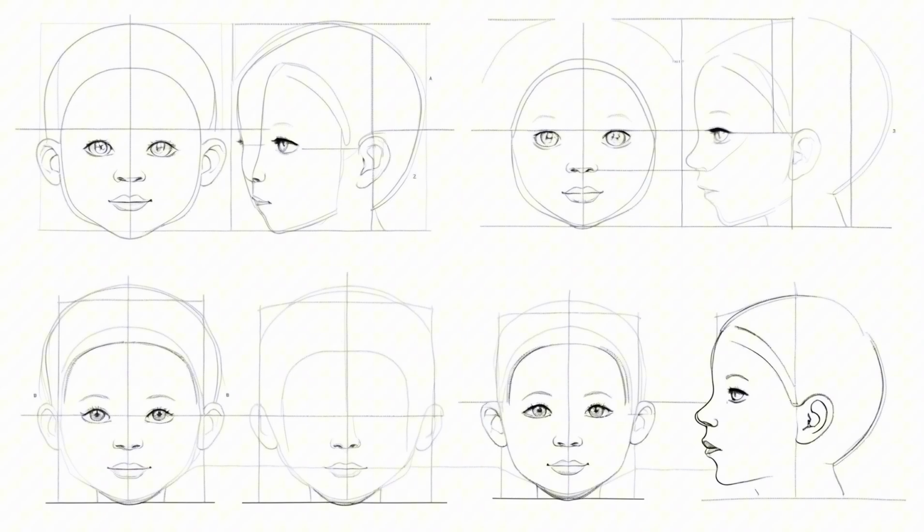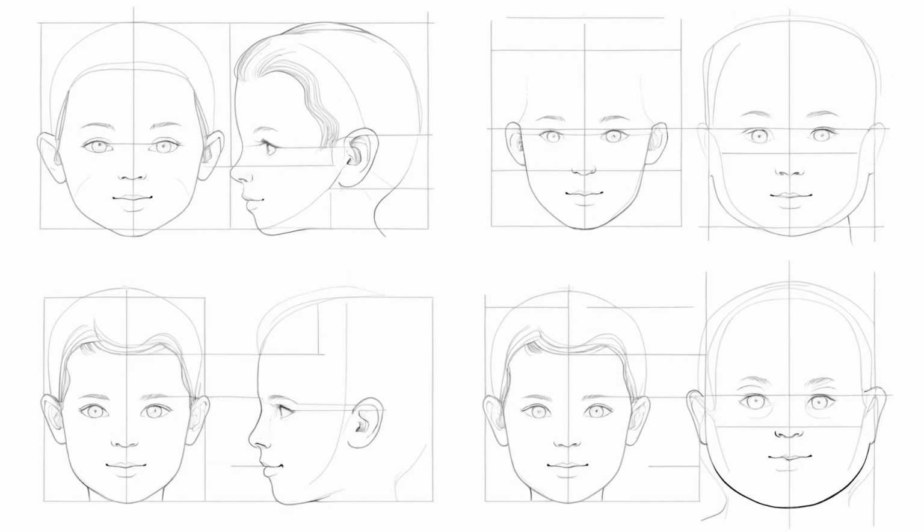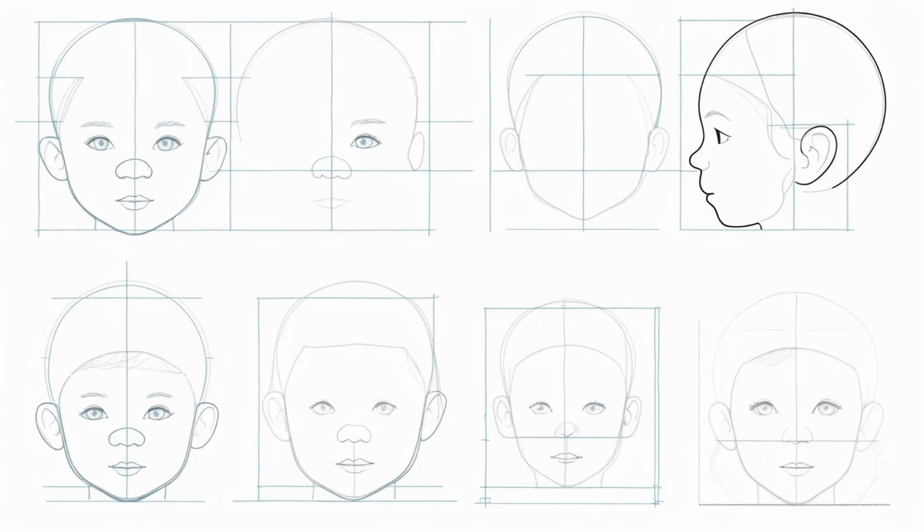Children's proportions. The proportions of a child's head differ from those of an adult. For instance, in children, the horizontal center line aligns with the eyebrows rather than the eyes, as their foreheads tend to be larger. Additionally, children's eyes are typically rounder, larger, and set wider apart compared to an adult's.